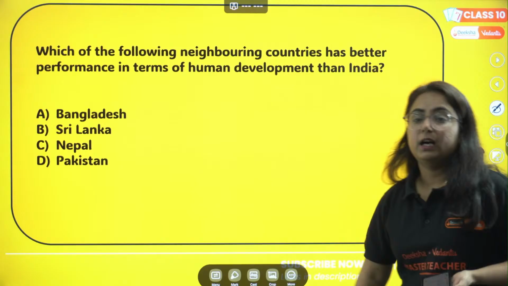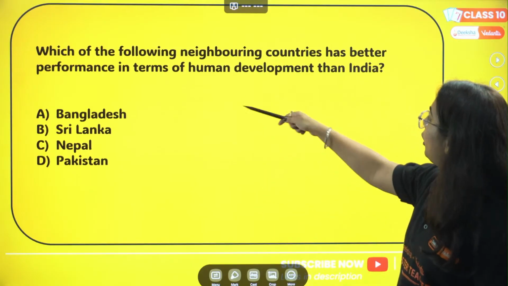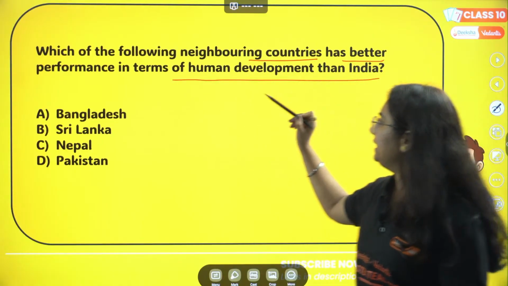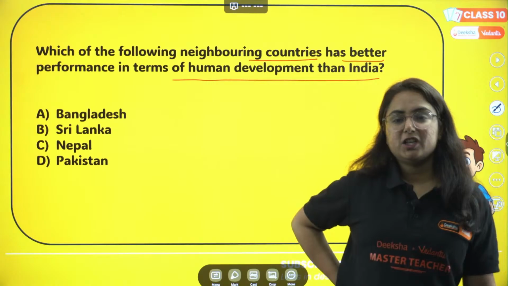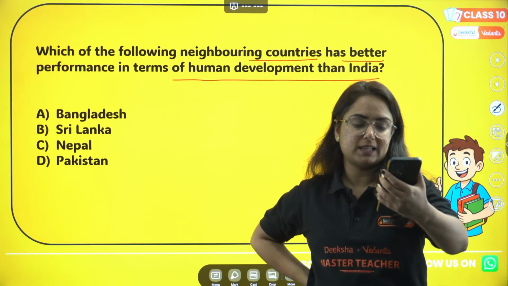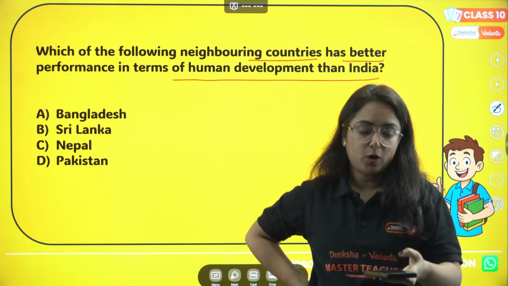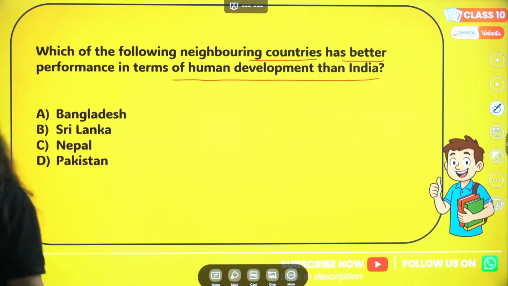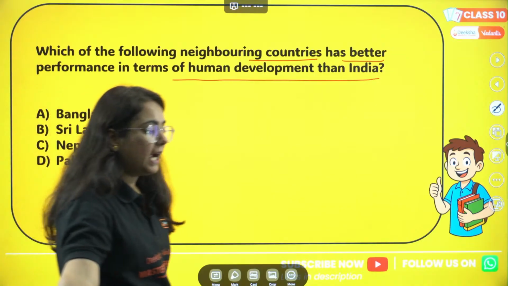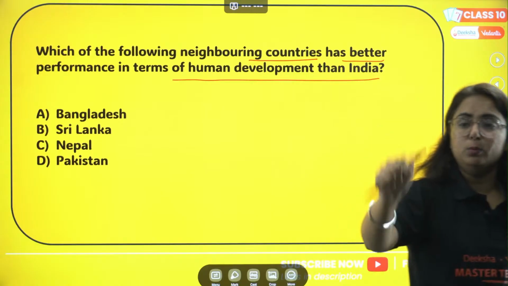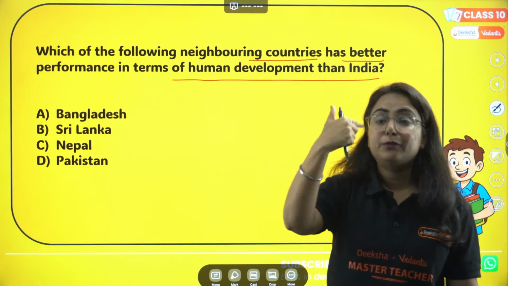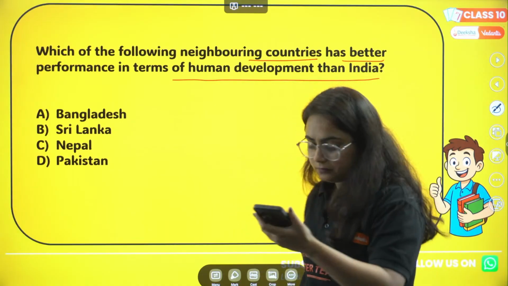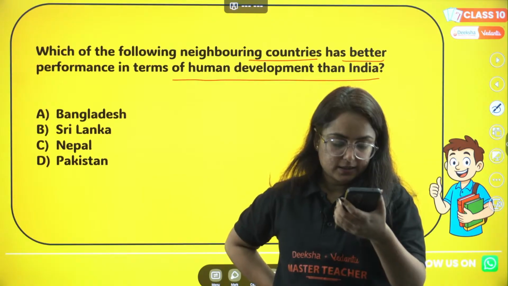Fine. Okay, coming back to this, which of the following neighboring countries have better performance in terms of human development than India? Options are A, Bangladesh, B, Sri Lanka, C, Nepal, or D, Pakistan. Very easy question but important one, because an extract is given in your NCERT comparing both the countries. That country lags behind us in many things, but here in the Human Development Index, the country is in front of India in ranking. Which of the following is it? Okay. So, give me the correct answer to this question.